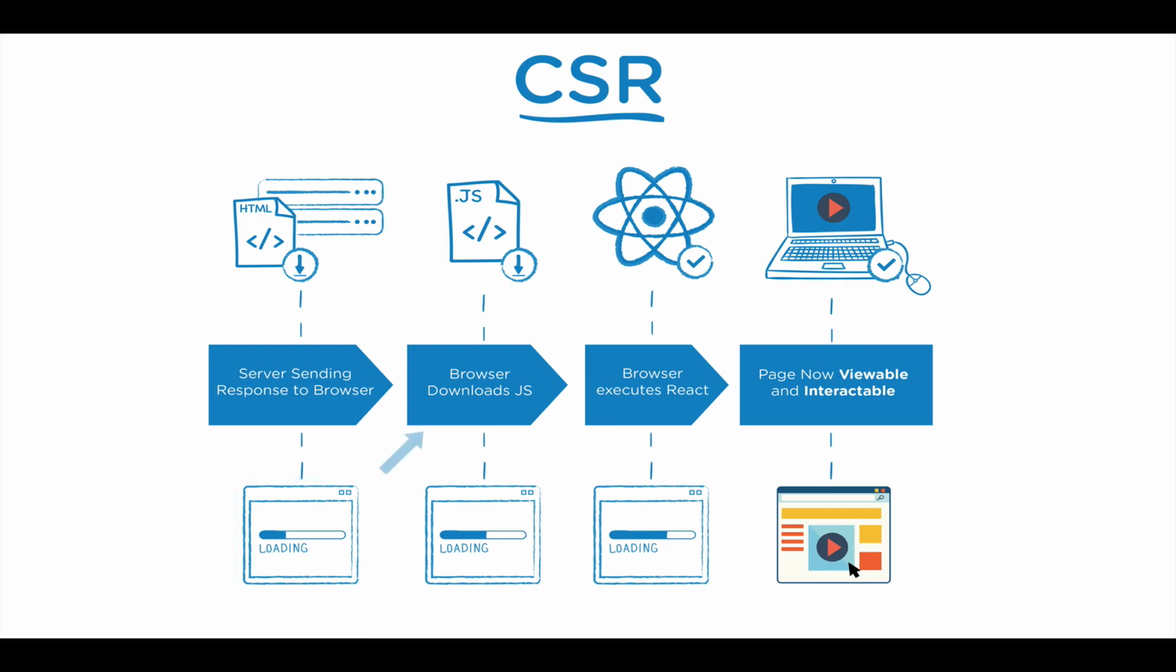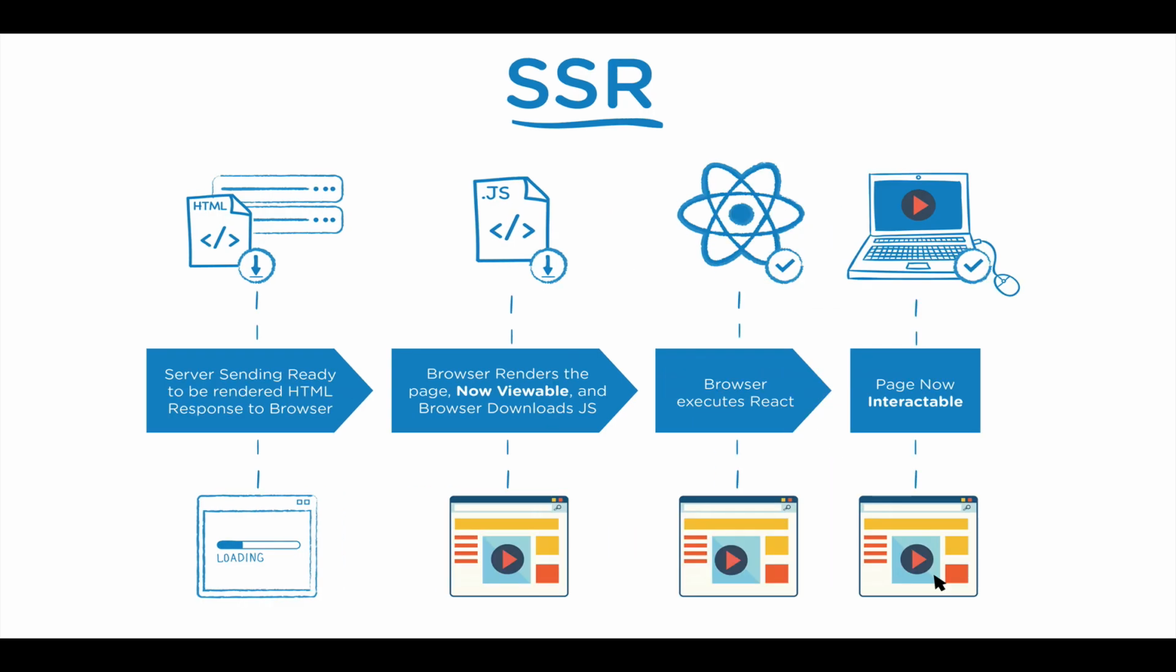The browser downloads some JavaScript files. The user still is seeing basically nothing. The third thing we do is the browser executes React. The user still sees nothing. It's still loading. And finally, after all that, the page is viewable and interactable, and the user sees that page. So that's client-side rendering, where everything is sent to the client's machine, and then all that rendering takes place. During that rendering time, the user typically doesn't see much on their browser. That's kind of blank.